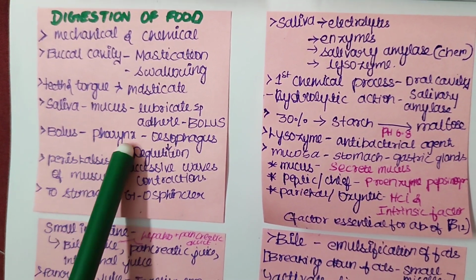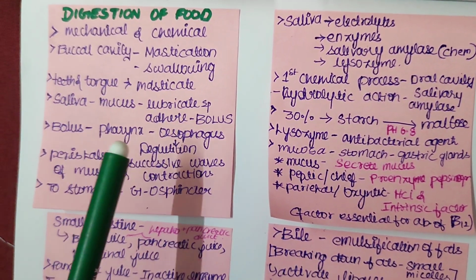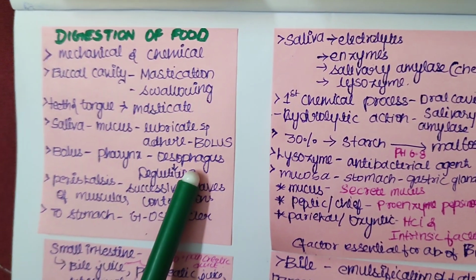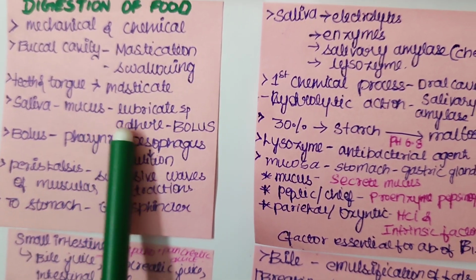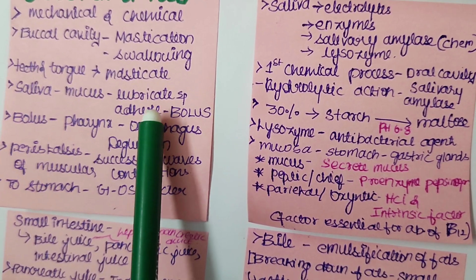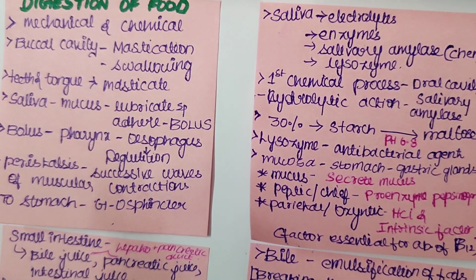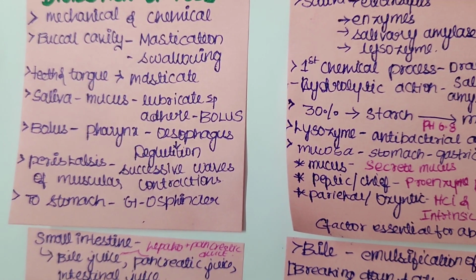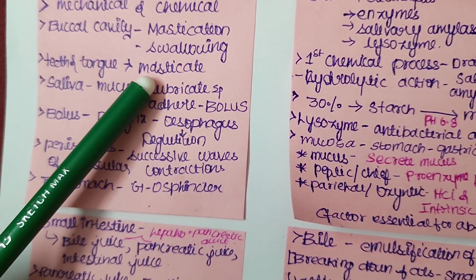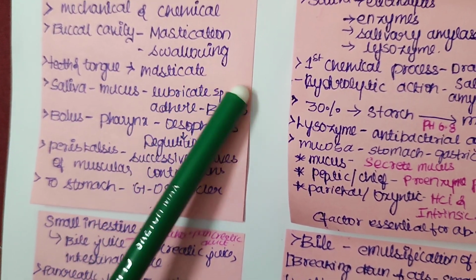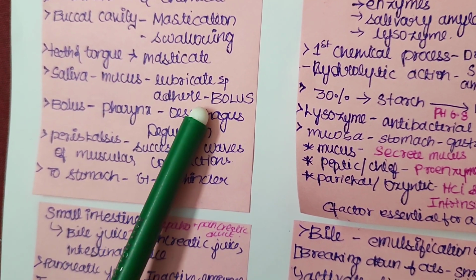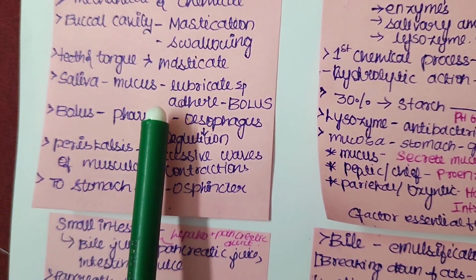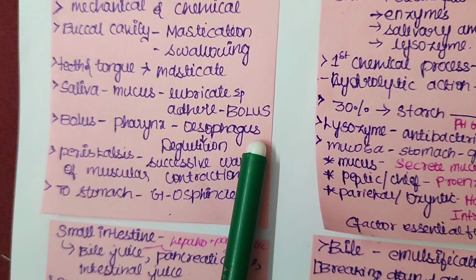This mucus helps the masticated food to lubricate and stick together, which is called a bolus. What is lubrication? Lubrication is like making it more liquidy, which is easier to swallow, and the other is joining all the food particles. So we are doing mastication here, and with the help of saliva we are converting the masticated food particles into bolus. Now this bolus will go through the pharynx. From the pharynx it will reach the esophagus.